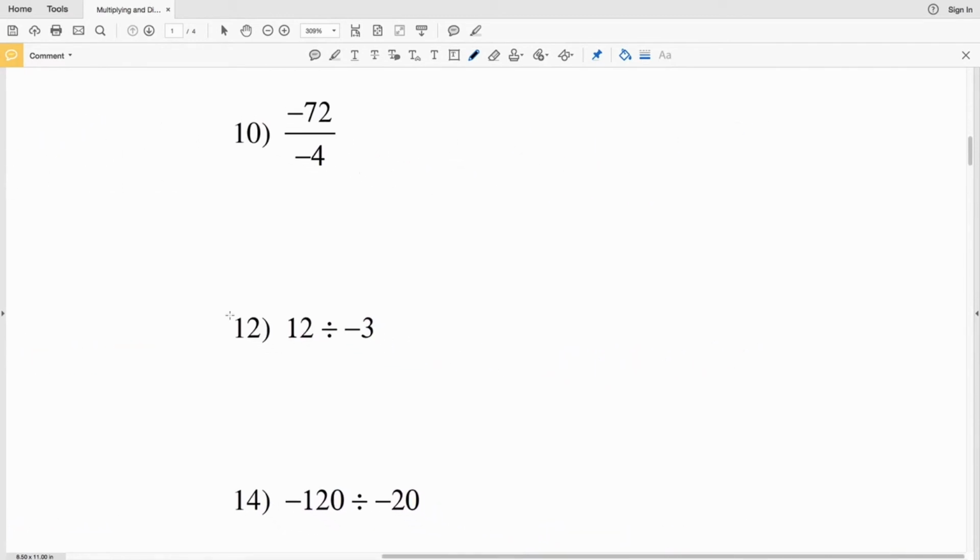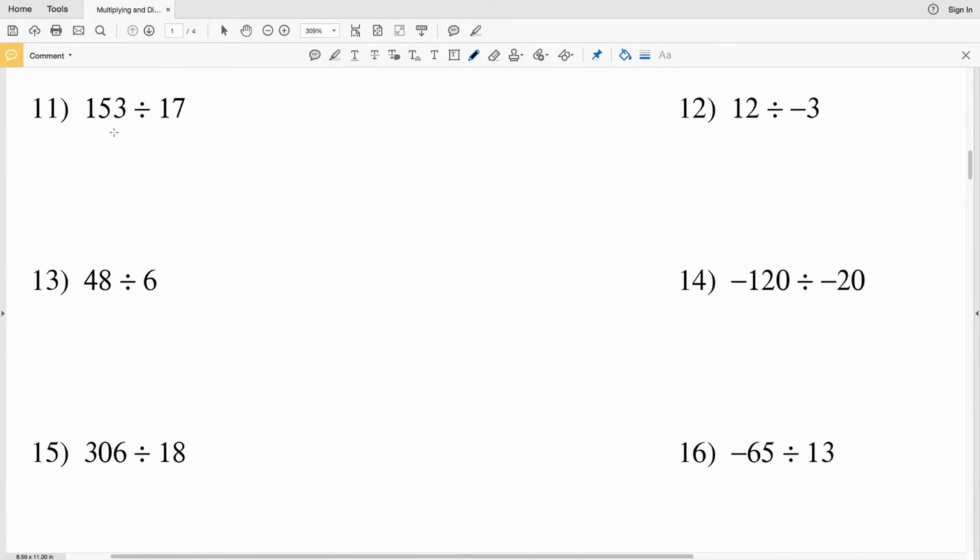Number 10, negative 72 divided by negative 4. Negative divided by a negative is going to give us a positive. So this is going to be a positive 18. Now in number 11, they've only switched up the format. Instead of using a division bar, they're using the division sign. But this is the same as 153 divided by 17. That fraction bar, remember, represents division. So 153 is positive, 17 is positive, and a positive divided by a positive is also a positive. So when we divide 153 by 17, we're going to get a positive 9.